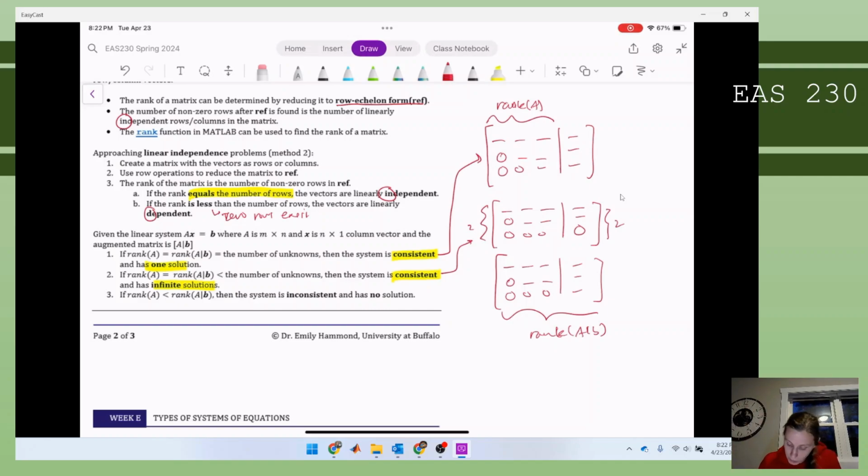The last option here, if I look at just A, the rank of just this is 2. I have a zero row. But if I look at the rank of AB, if I go all the way across, the rank of AB is 3. If the rank of A does not match the rank of AB, then I have an inconsistent system and I have no solution. This is why Gauss elimination and Gauss-Jordan elimination can be really useful, because it automatically tells us right away what kind of system we have and how many solutions we have.